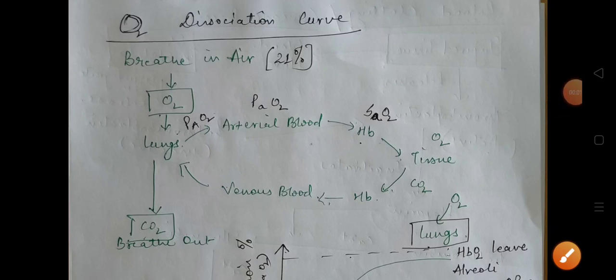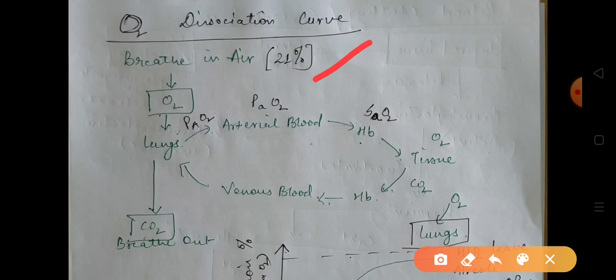Our topic is oxygen dissociation curve. So we know that when we breathe in air, this air contains 20% of oxygen in the atmosphere, and this oxygen enters inside the lungs, and from lungs it enters into the alveoli where exchange of gases takes place, and from alveoli this oxygen enters into the arteries.